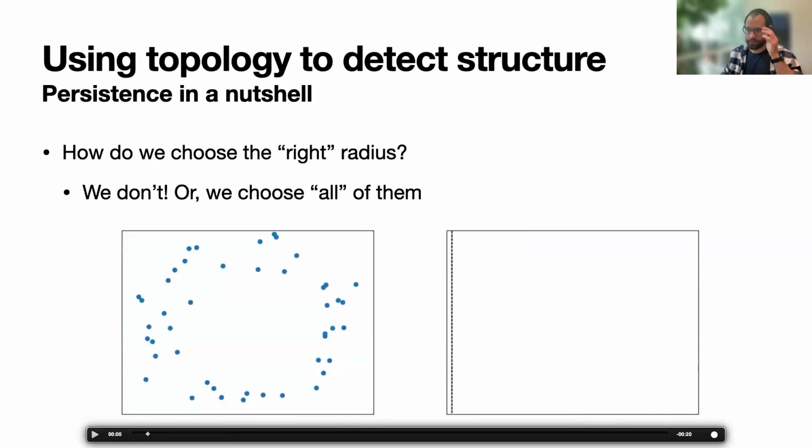Algorithmically, you asked about step size as well. Generally, anytime I add something, anytime I add an edge or a simplex, I'm going to recompute homology. So the step size is just determined by what gets added to the topological construction. Thanks. Go ahead.